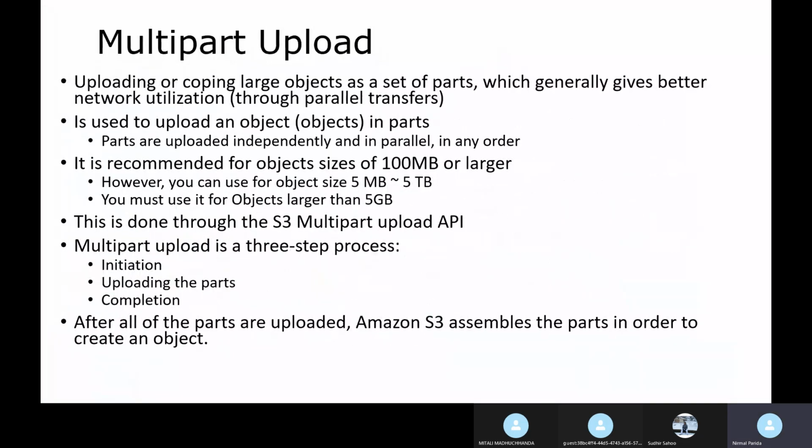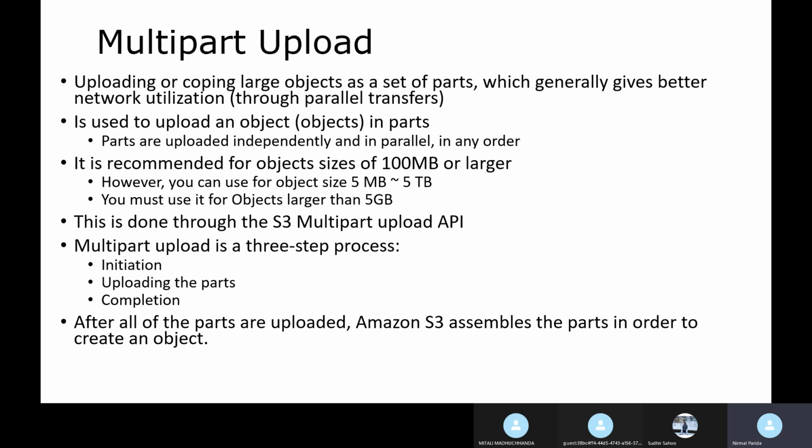Next is multi-part upload. Our object size, so there is a question: what will be my maximum size of an object? In S3, it is clear that we can upload unlimited data. So there is no limit on my bucket size. You can upload unlimited data, unlimited objects. But the object size can vary. Object size can be up to a maximum of 5 GB, right?